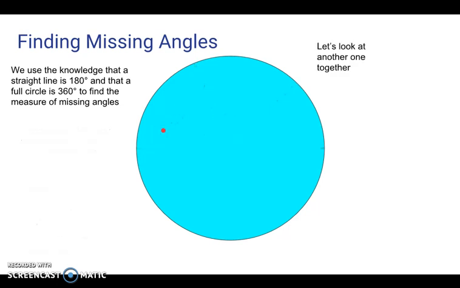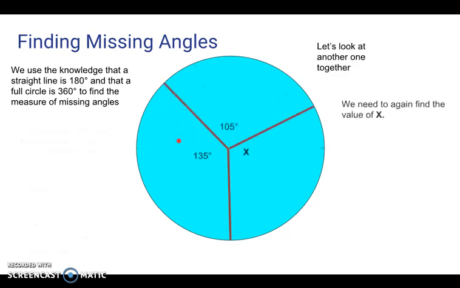But what if instead I cut up the circle like this so there's no straight line? Then I say to myself, you've not fooled me yet, because I know that a whole circle is 360 degrees. So this 105 and this 135 and this x all have to add up to be 360 degrees.